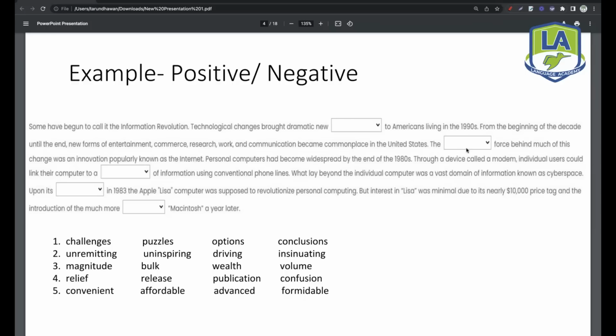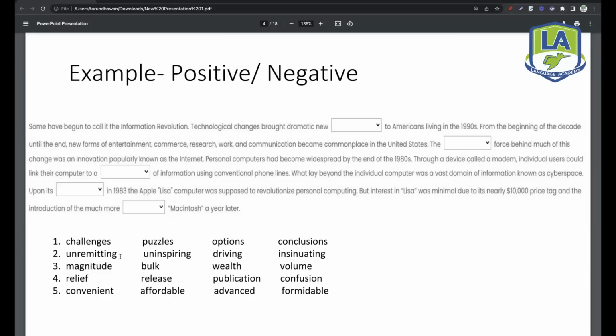Collocations play a very important part. There should be a list of collocations you should be maintaining. For example, driving force is a collocation, it's a combination. If we look at the options otherwise, let's say we don't know driving force is a collocation or a combination. We have uninspiring, insinuating, unremitting. Again, sometimes the options are such that they are very easy to be eliminated.